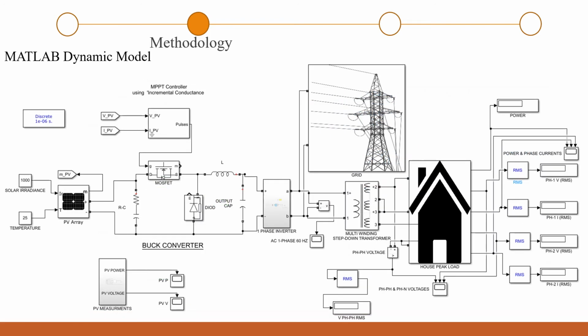The second part of the system is an AC system, which includes the grid, and a transformer which has one primary winding and two secondary windings to get a two-phase output, which will then be fed to the load.